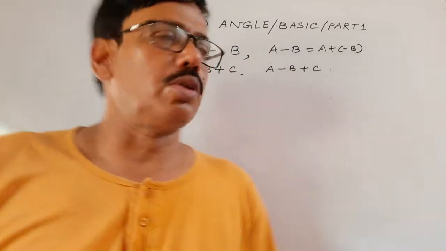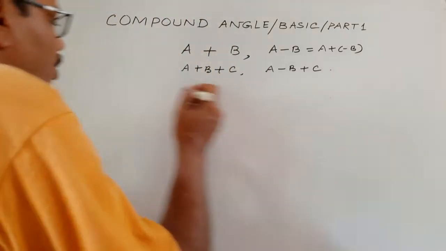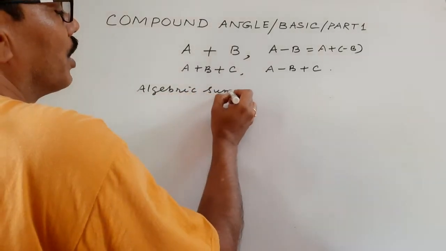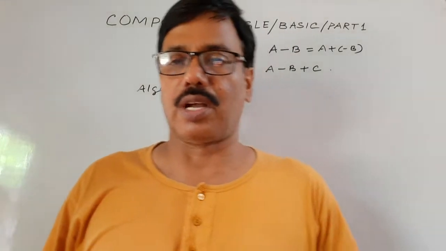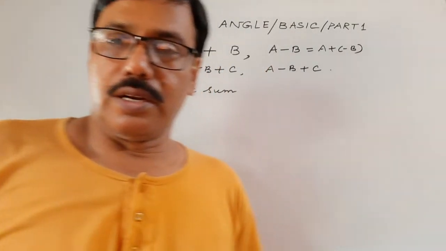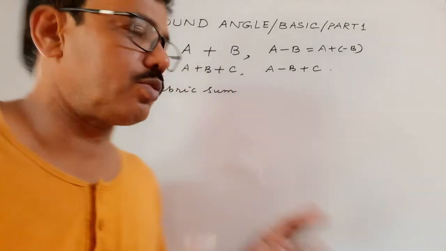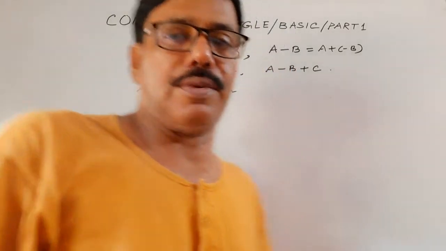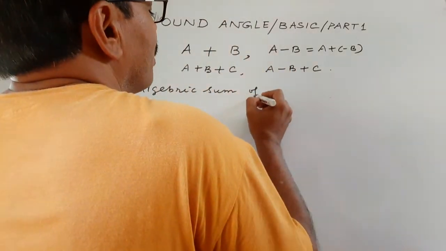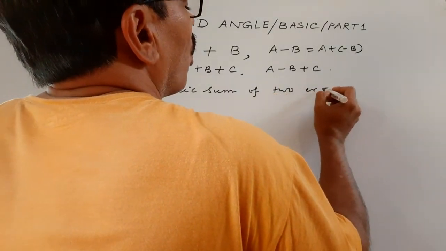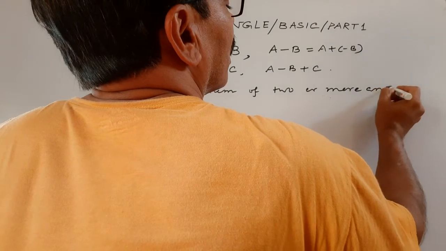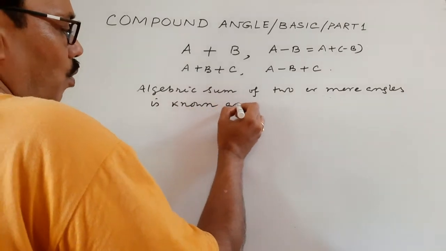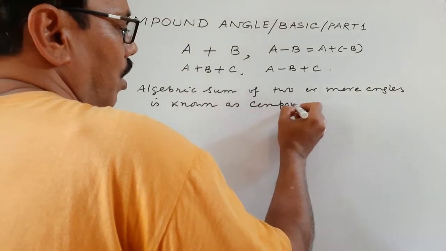So, you should know what is compound angle. Algebraic sum, you know different kinds of sum: vector sum, sum of matrices, so many sums. So algebraic sum, if it is not given, we suppose this is algebraic sum. Algebraic sum of two or more angles is known as compound angle.